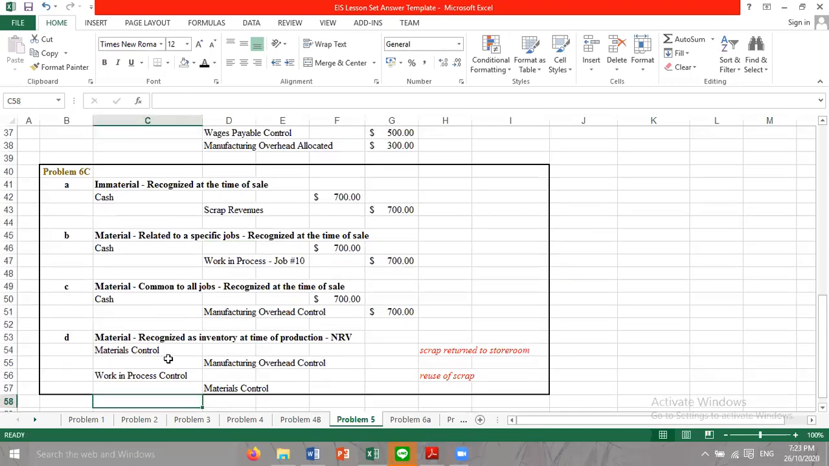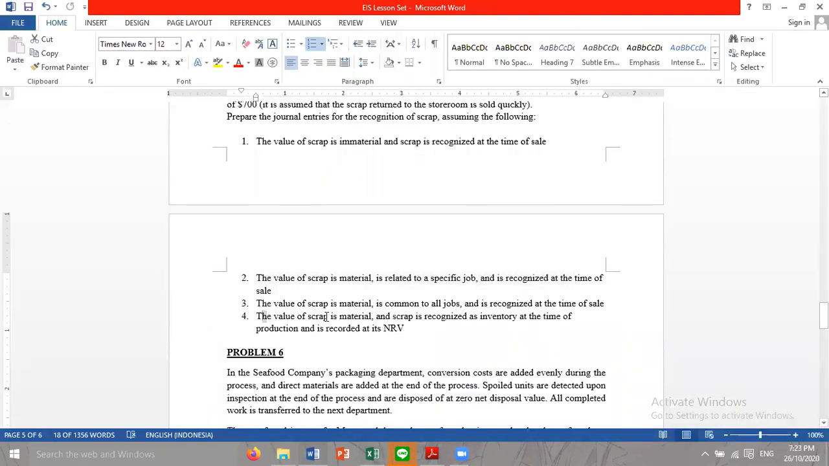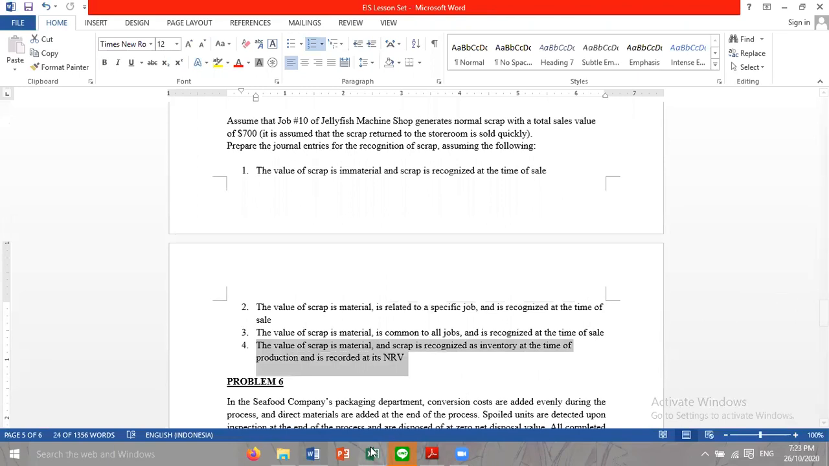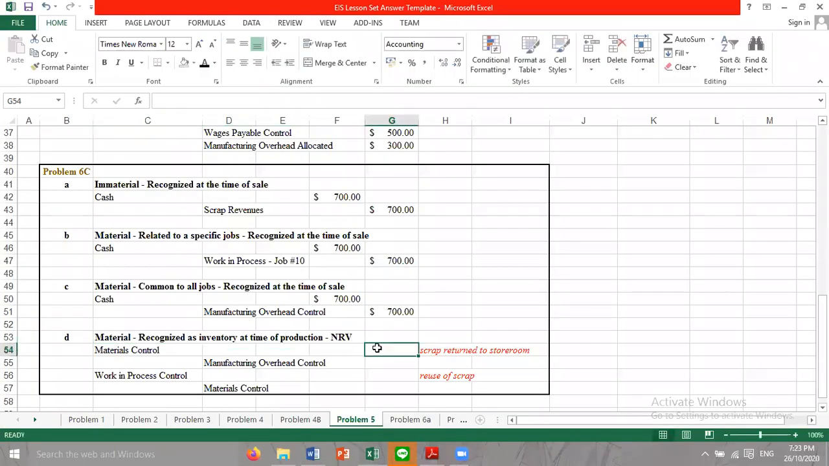So that's the difference. Okay, if it's material and recognized as inventory at time of production. Here we go, the value of scrap is material, and scrap is recognized as inventory at the time of production and is recorded at NRV, or net realizable value. Once again, if it's returned to the storeroom, we need to make a journal entry to acknowledge the transfer back to materials control. So we debit materials control $700 and we credit manufacturing overhead control $700.